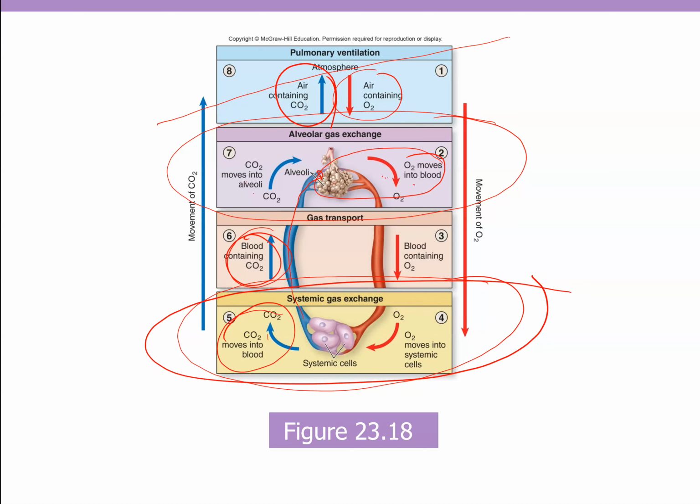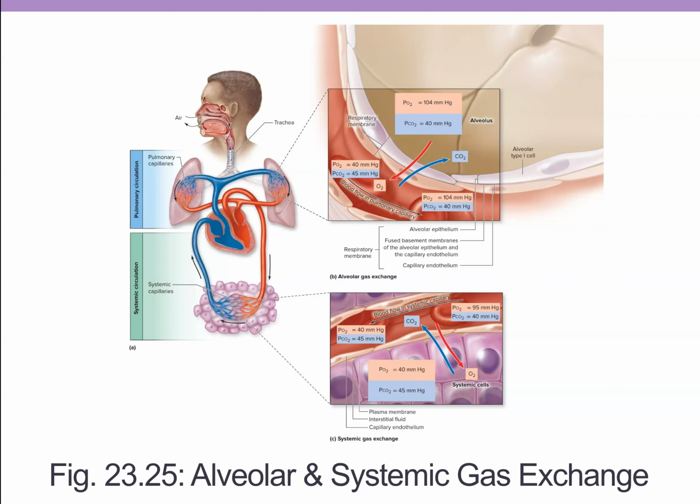You just keep following it around and around. So that blood with the oxygen is going to go to the body's tissues, and you're going to take the oxygen from the blood and exchange it to your systemic cells for the CO2 that they produced. And now the CO2 hops into the blood. So that's our overview. We'll look at these using this picture, 23.25.